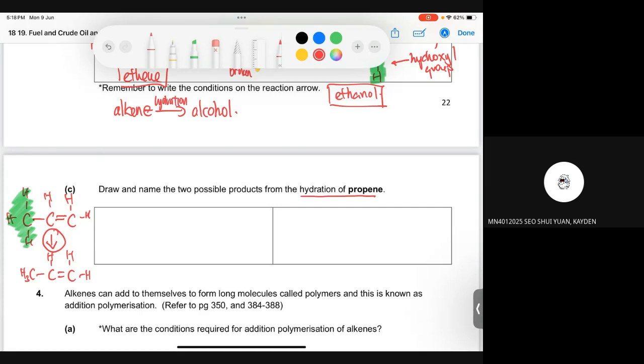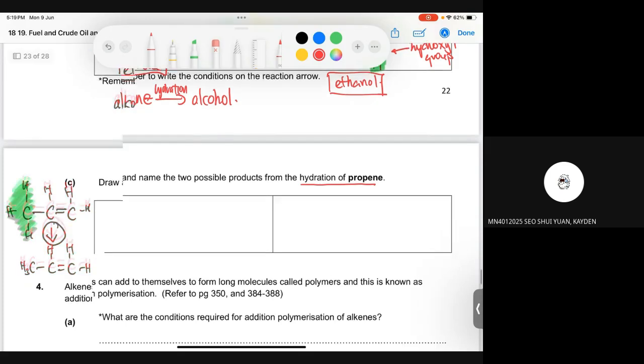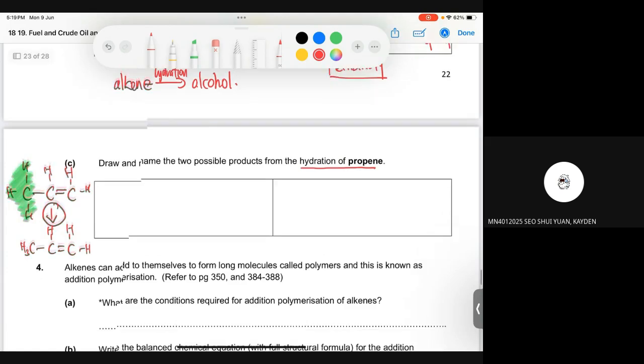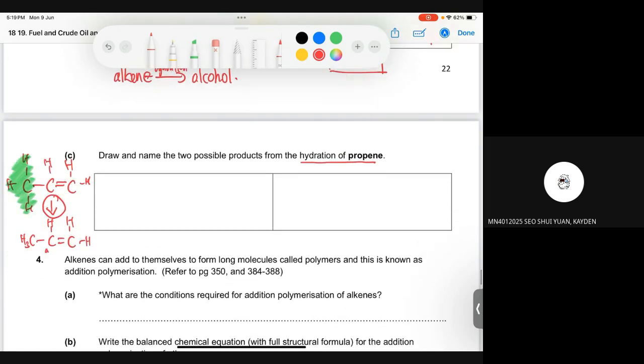Thumbs up if okay. Okay, so let's carry on. Now, so this hydration of propene, I'm going to add H2O. I've got carbon A, carbon B over here. I just put one of the carbons as carbon A, the other carbon as carbon B. So there are actually two possible products from this particular hydration.